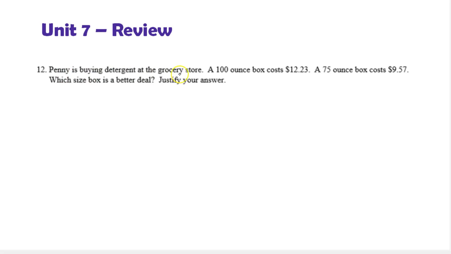Penny is buying detergent at the grocery store. A 100-ounce box costs $12.23. A 75-ounce box costs $9.57. And we're asked, which size box is a better deal? And we need to justify our answer. So notice the problem here is that since they're different sizes, it's difficult to compare which one is a better deal. So if we could write either ounces per dollar or dollars per ounce as unit rates, then we could compare the unit rates.